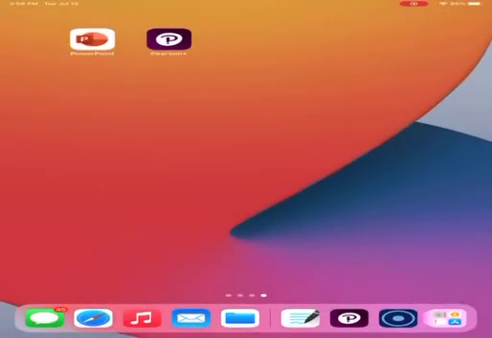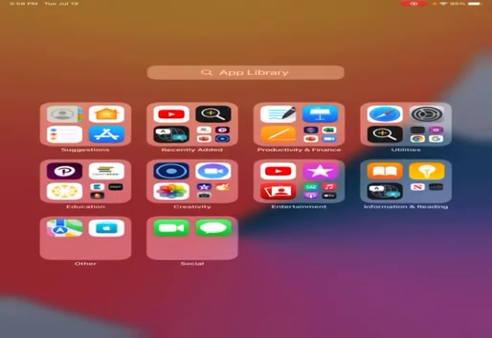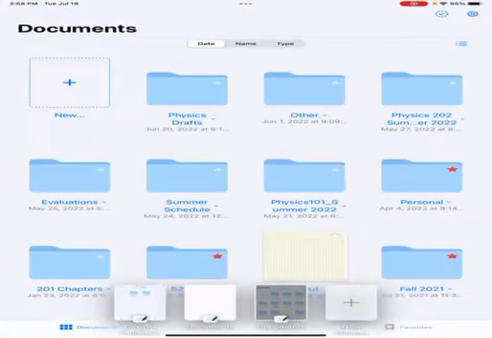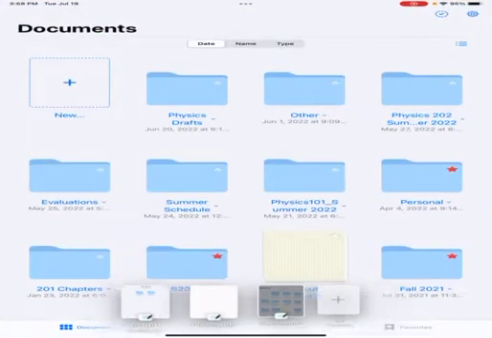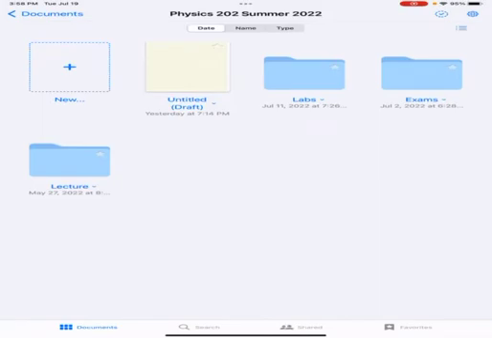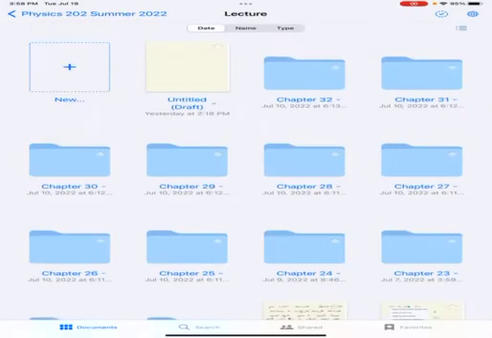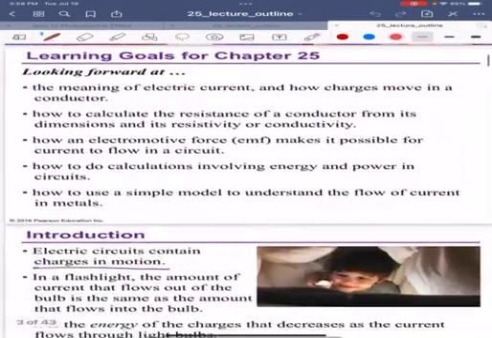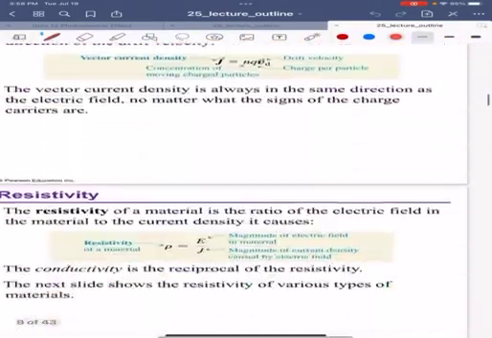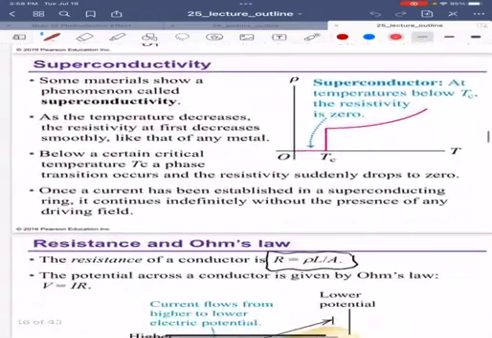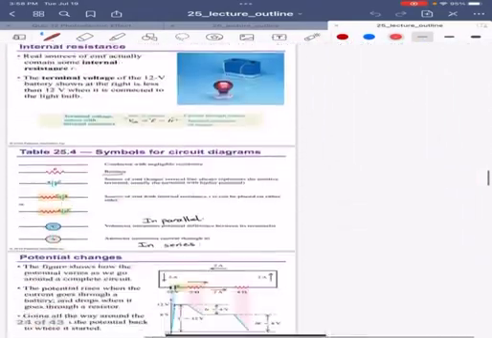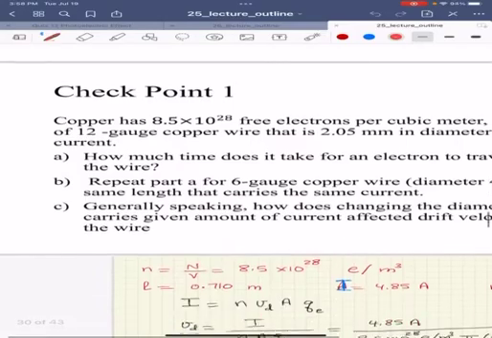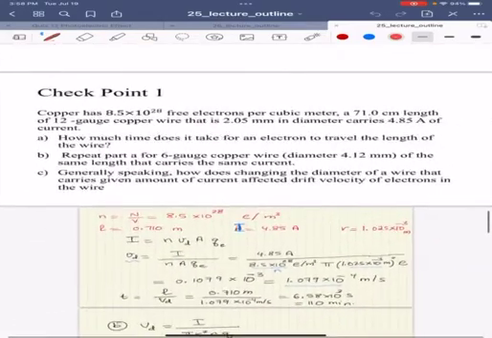Let's see here how we are going to work with the problems from chapter 25. Okay, then this is really here the second part, where it was deleted accidentally, and I'm gonna go over it again.